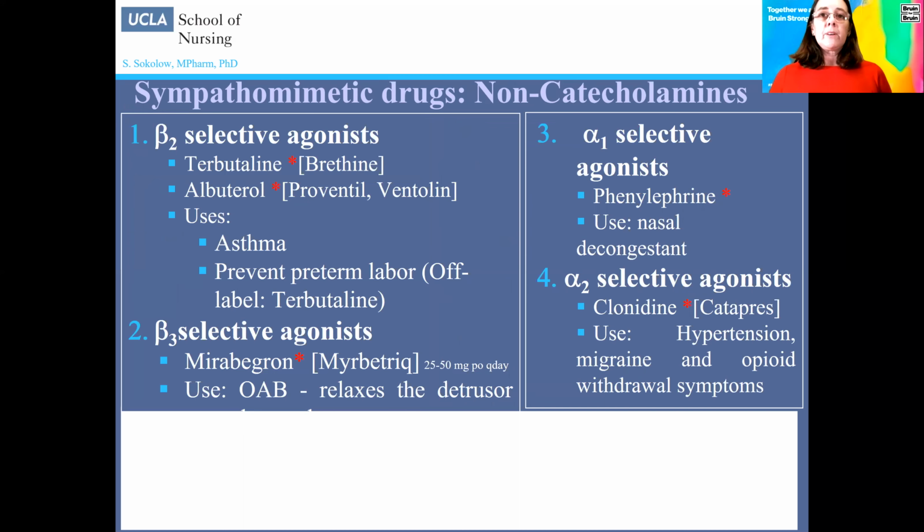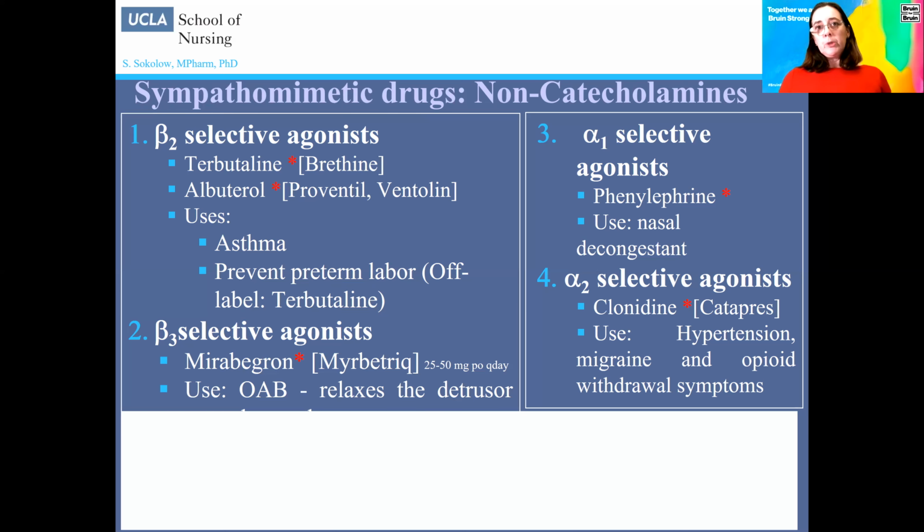So the first ones are the beta 2 selective agonist agents. Beta 2 in the lungs causes bronchodilation, so they will be used for the treatment of asthma, like terbutaline and albuterol.